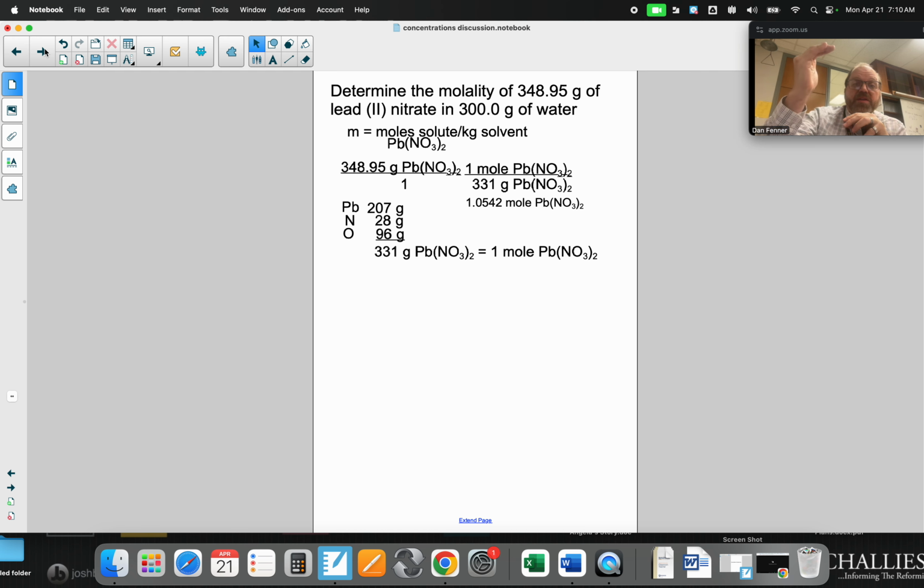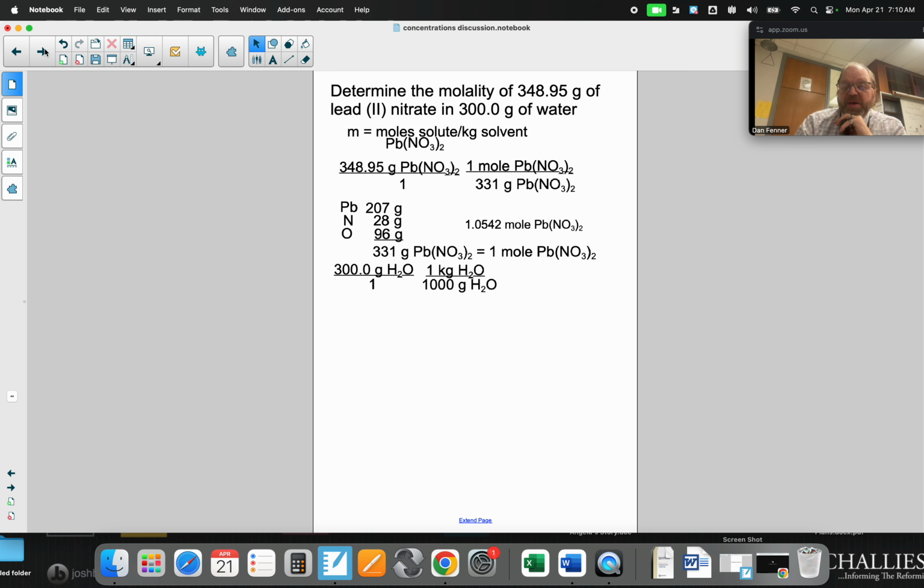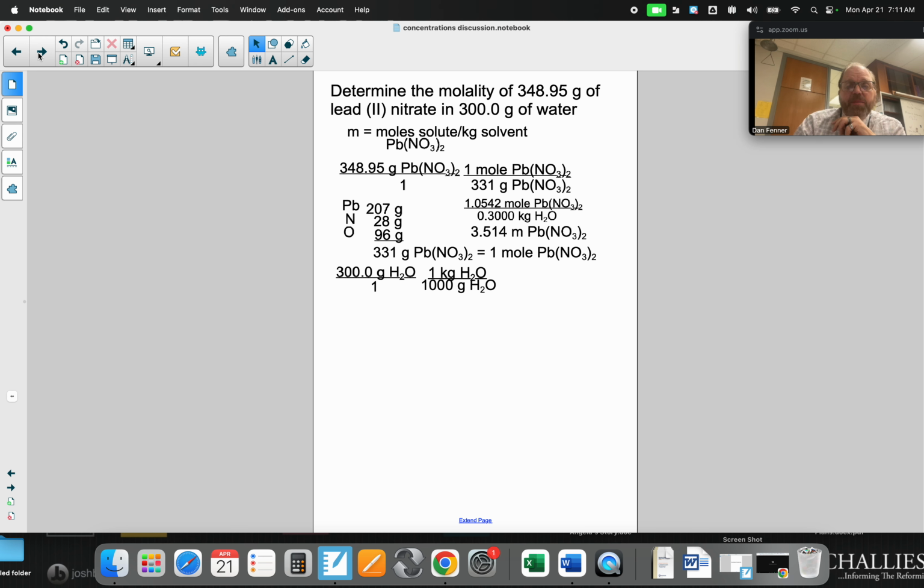Now again, it's moles over kilograms. So if I have 300.0 grams of water, 1 kilogram is 1,000 grams. Kilo means 1,000 of. So we end up with 0.3000 kilograms, 4 sig figs. So the least number is 4. I end up with 3.514 molal, small m, of Pb(NO3)2. Now I remember that there are 2 types.